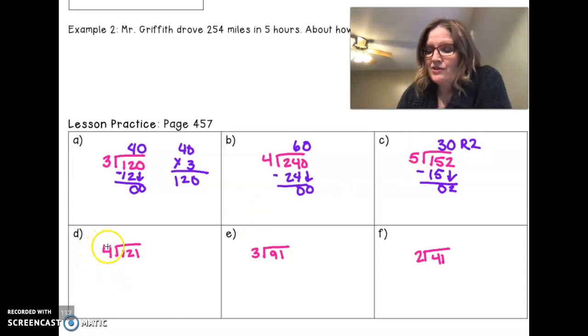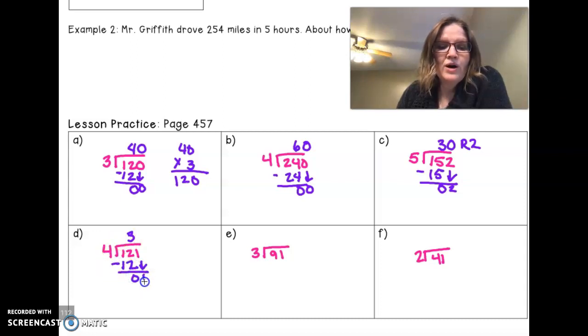Let's look at 121 divided by 4. We know that 12 can be divided by 4 3 times. 4 times 3 is 12. We subtract, we get 0. We pull down our 1. 1 cannot be divided by 4. So that's how it is. And that gives us our remainder of 1.